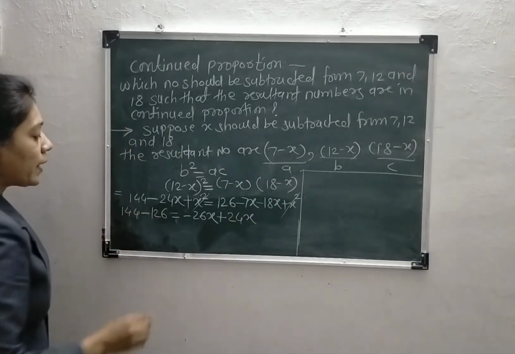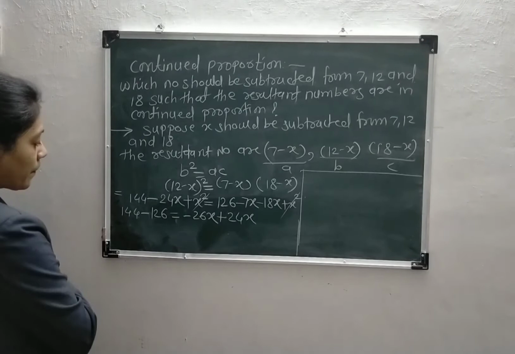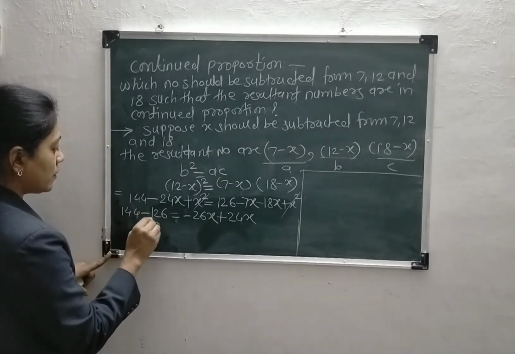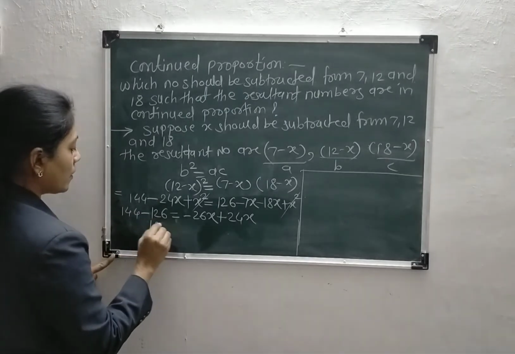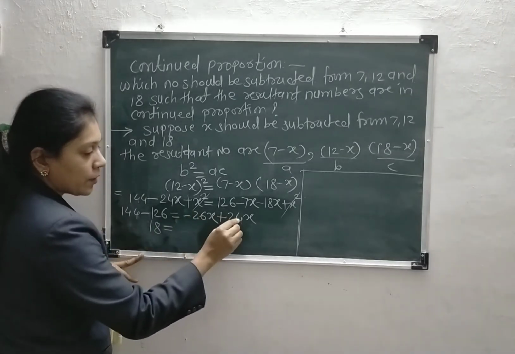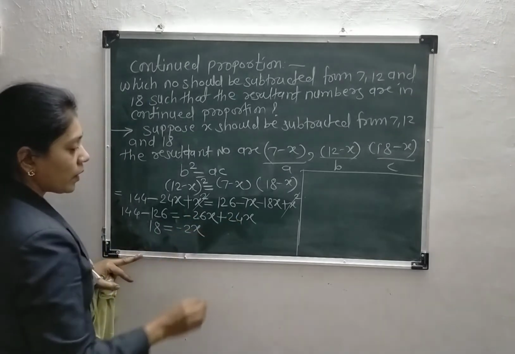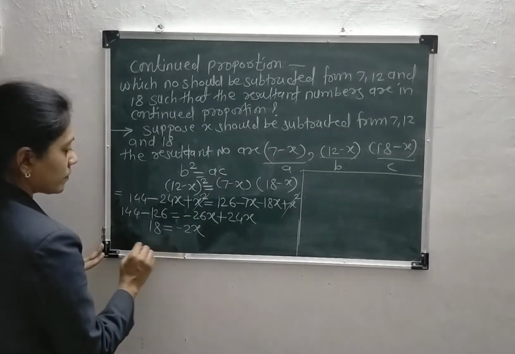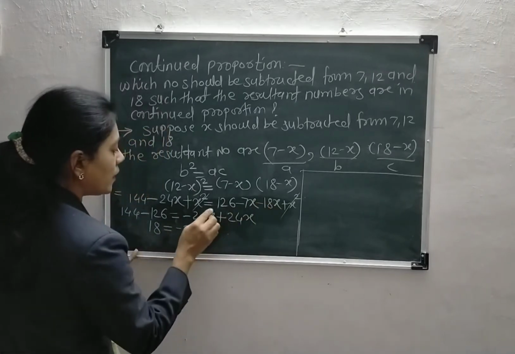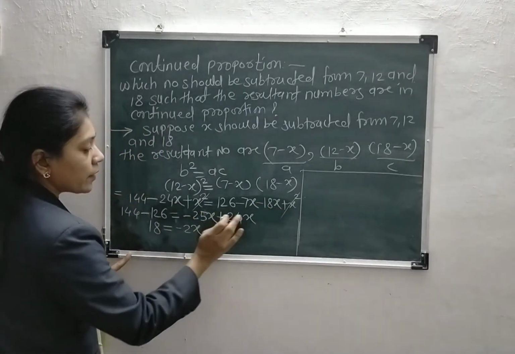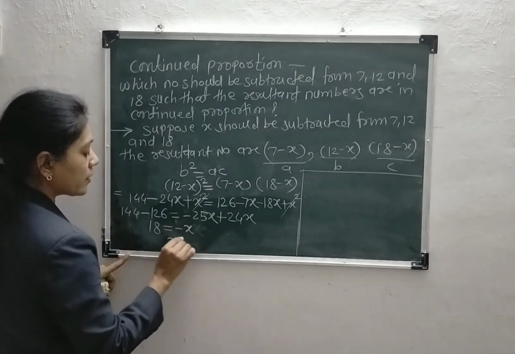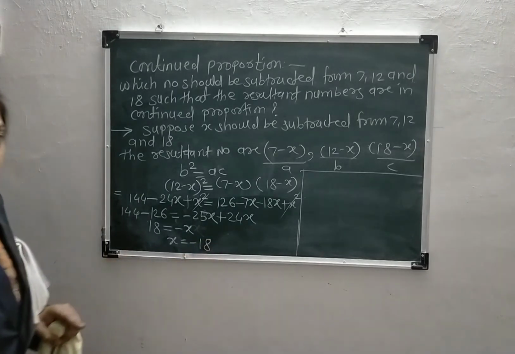So 144 minus 126 is 18. Then 18 is equal to minus 25x plus 24x, which is minus x. So x is equal to minus 18.